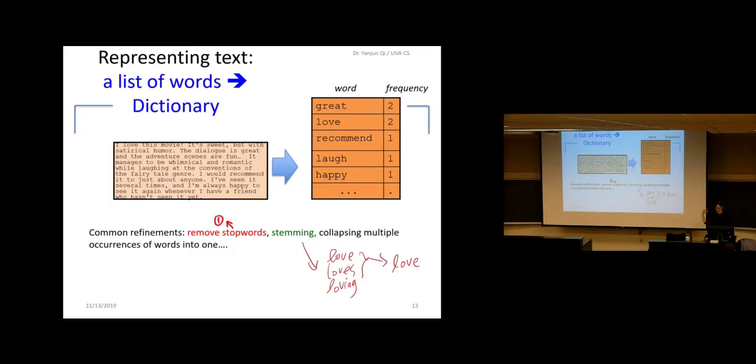After you remove the stop words, you have to convert words, because for a word you normally have different appearances, like love, loves, loving. You want to match them to the same word, love. So this step is called stemming.